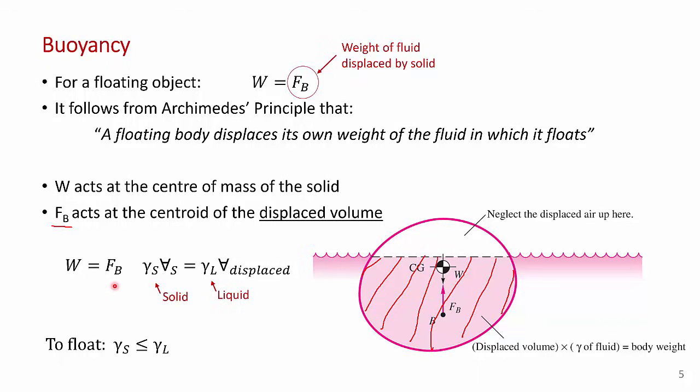It's just weight equals buoyancy. The weight is the specific weight of the solid times the volume of the solid, and the buoyancy force is the specific weight of the liquid times the displaced volume of the liquid. And of course, to float, the solid has to have a lower density than that of the liquid.